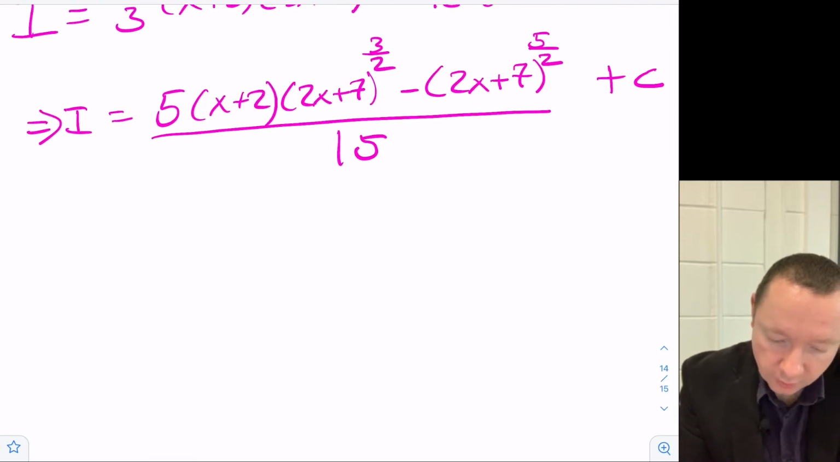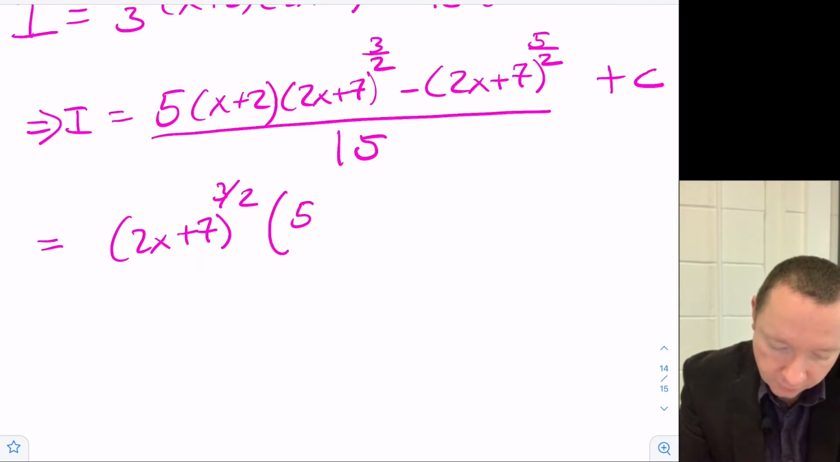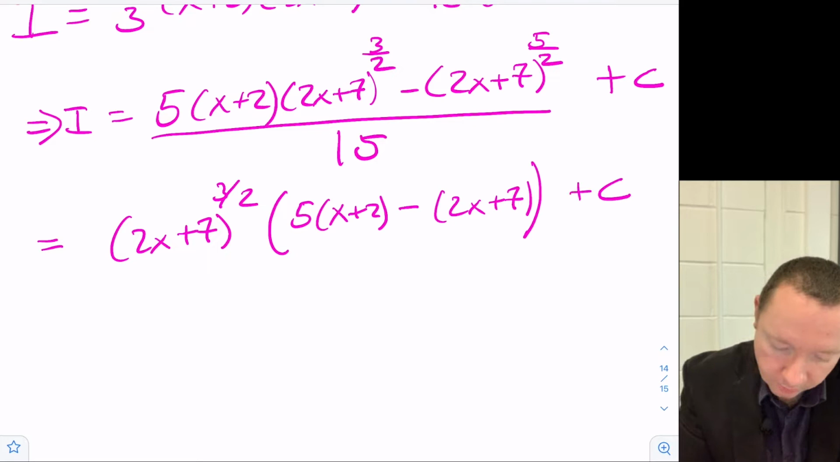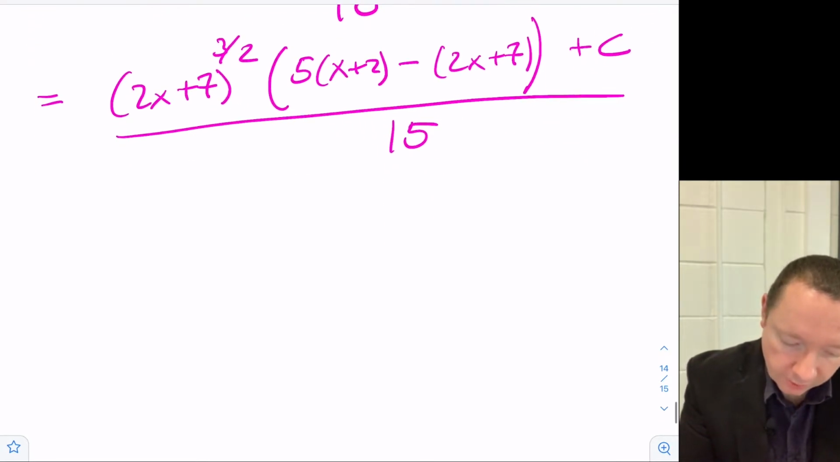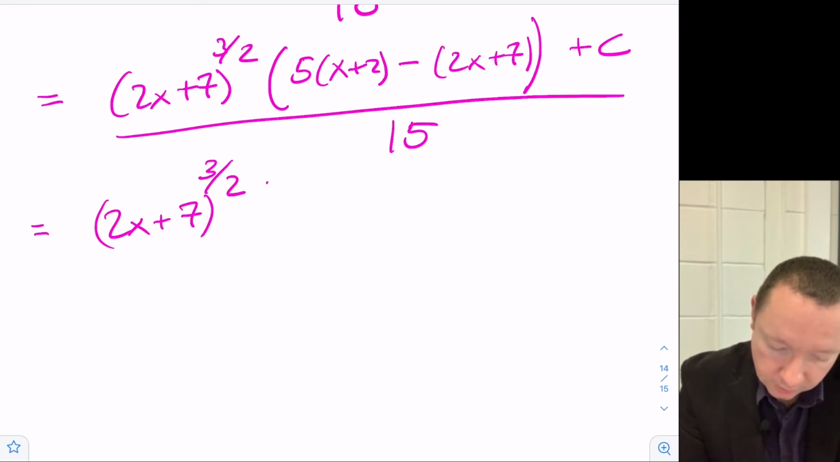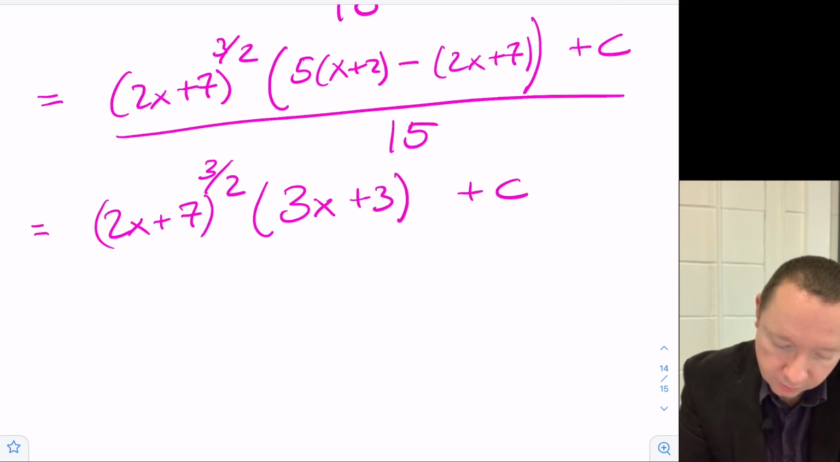We can take out a common factor of (2x plus 7) to the 3 halves here. So we've got (2x plus 7) to the 3 halves, (5(x plus 2) minus, well, you've got 3 halves, so I'm going to just have (2x plus 7) to the 1), and you've got plus c, and remember that's all over 15. So that gives us (2x plus 7) to the 3 over 2 times, let's just do this quickly, 5x minus 2x, so we've got 3x, and we've got 10 minus 7 is 3, plus 3, plus c, over 15.